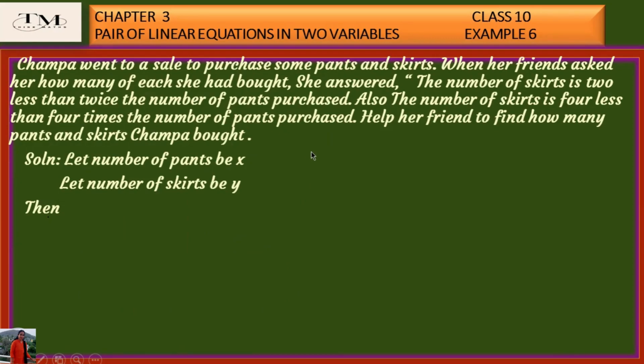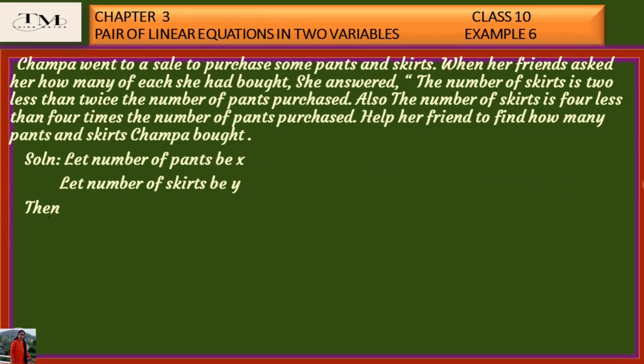So let me go to the last example, example 6. Here Champa went to a sale to purchase some pants and skirts. When her friends asked her how many of each she bought, she answered, the number of skirts is 2 less than twice the number of pants purchased. Also, the number of skirts is 4 less than 4 times the number of pants purchased. Help her friend to find how many pants and skirts Champa bought.